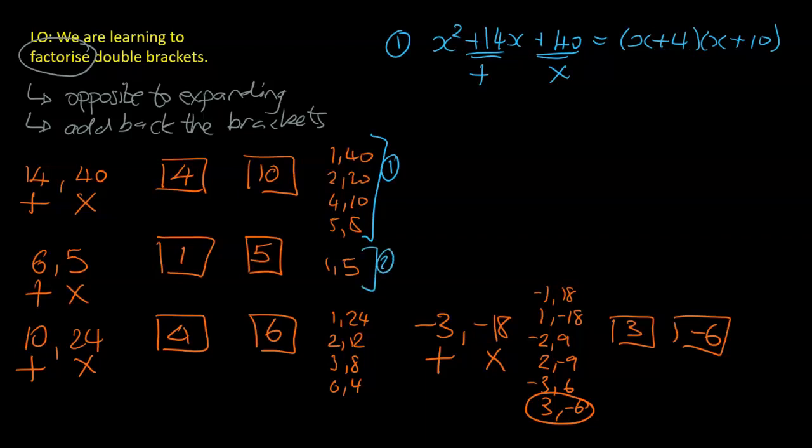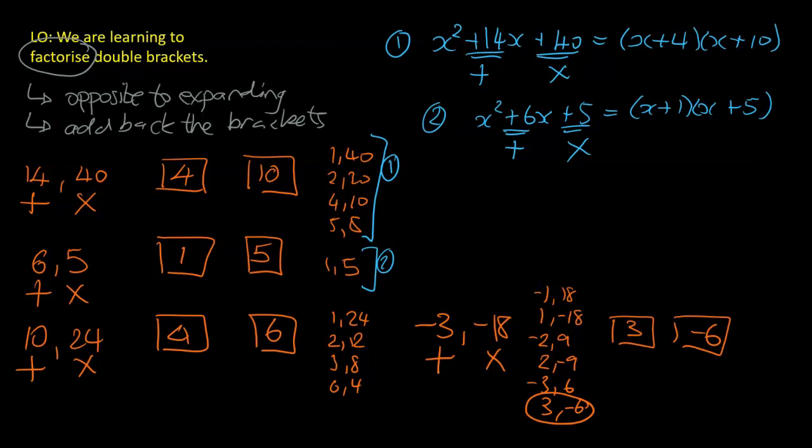Same is true for example number 2. That's related to a quadratic x squared plus 6x plus 5. We looked at what numbers added together to 6 and multiplied together to get 5. And we found out it was positive 1 and positive 5.